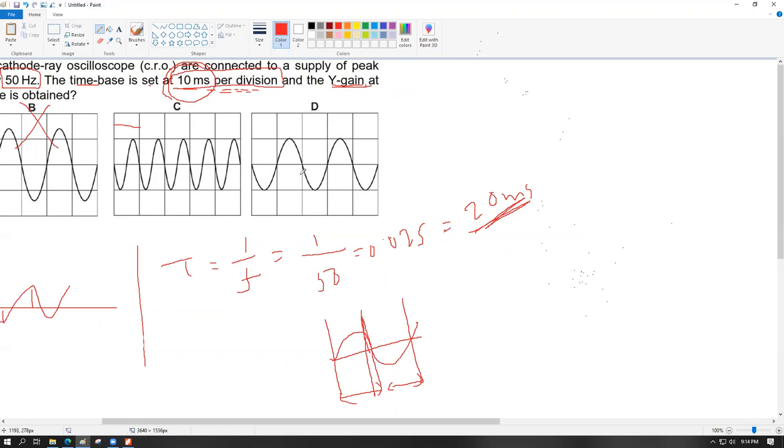So which one is your correct answer between these two? D. D is your only answer.